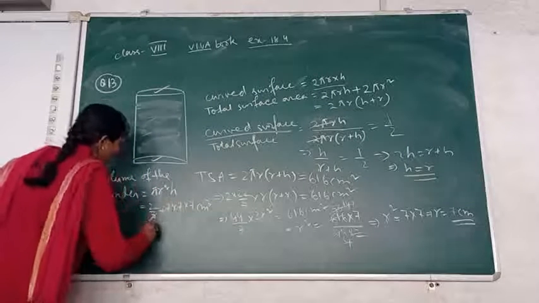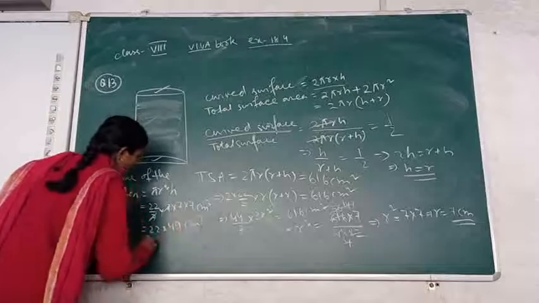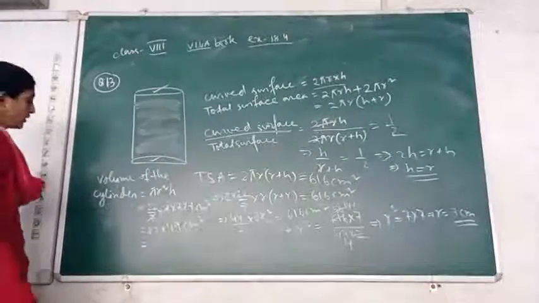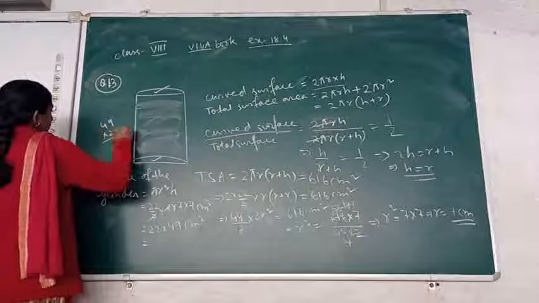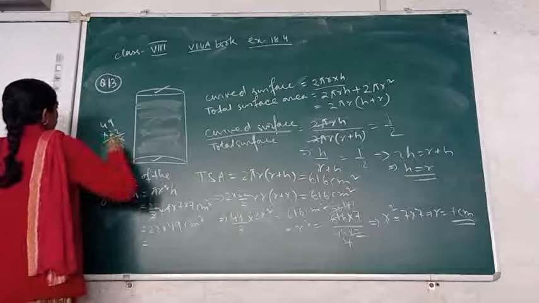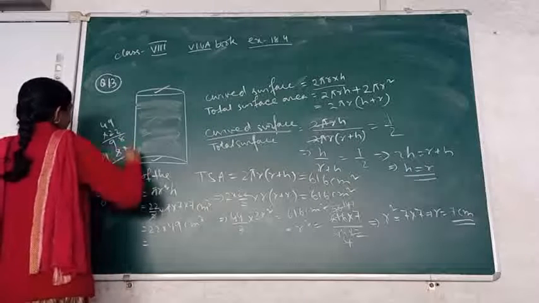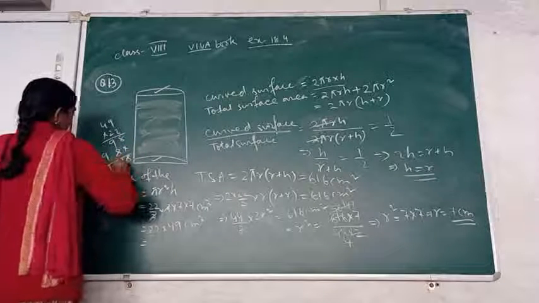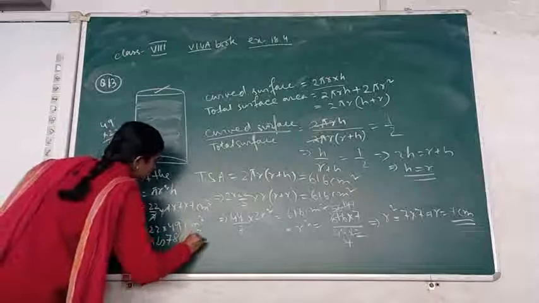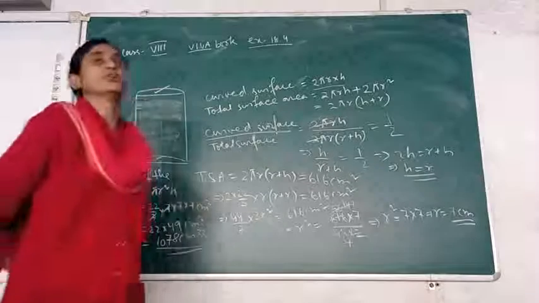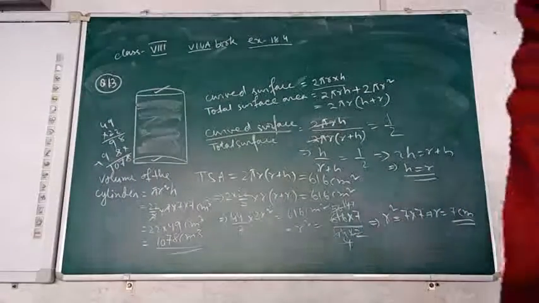So after cancelling, what are you getting? 22 into 49 centimeter cube. Then after multiplying these two, what are you getting? Let's see, 49 into 22, let's multiply. Yes, let's add them. We get 1078 centimeter cube. This is the volume of this cylindrical set. So let's try to solve the remaining questions given in this exercise.